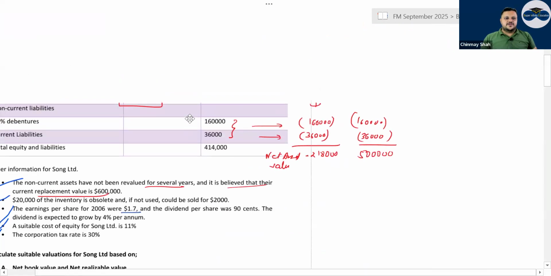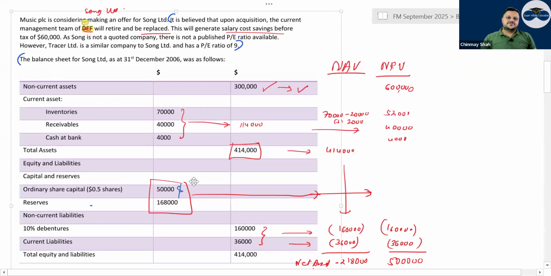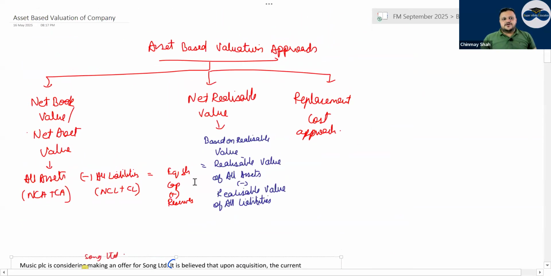Net asset value, what three methods are there? Net book value, net asset value, net realizable value, and replacement cost. Net book value is nothing but simple, straightforward: all assets minus all liabilities. Non-current asset, current liability, non-current liability. Right? Add current assets, non-current assets, deduct non-current liability, current liability, or you could say add equity share capital plus reserve. Correct? So you will have what? Tell me the net book value.